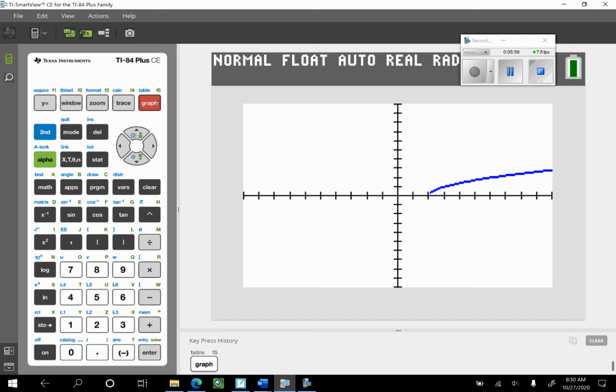There's the square root of x minus 2. But keep in mind, what part of that graph do I want for my piecewise? I want it where it's greater than 3. So while that domain is greater than 2, I only want this part of it. Okay? I'm going to go back here.